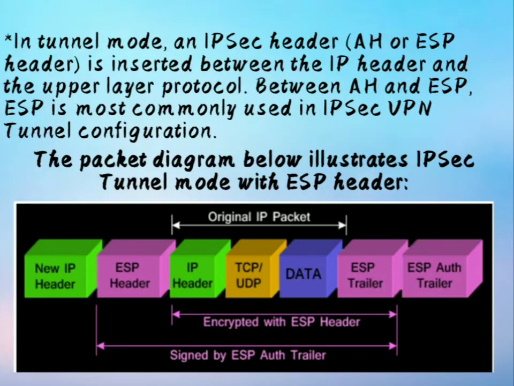In tunnel mode, an IPsec header, AH or ESP header, is inserted between the IP header and the upper layer protocol. Between AH and ESP, ESP is most commonly used in IPsec VPN tunnel configurations. So the packet diagram below illustrates IPsec tunnel mode with ESP header. ESP is identified in the IP header with an IP protocol ID of 50.